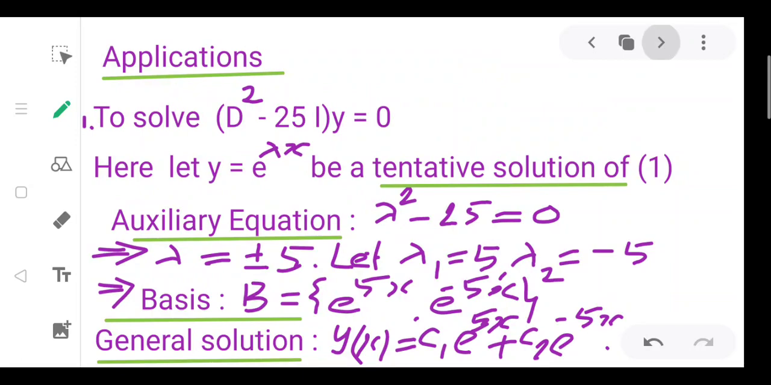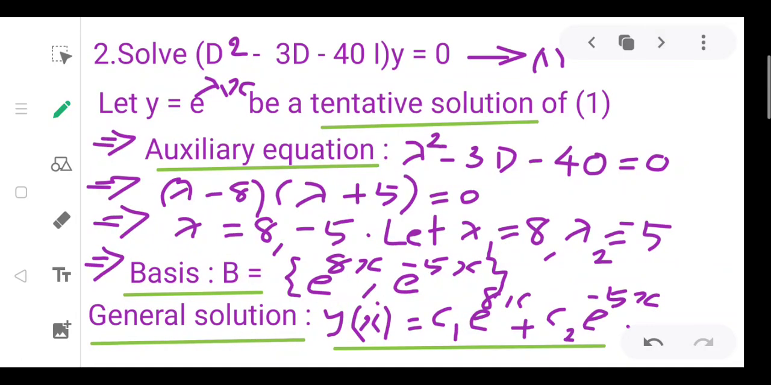Now another problem. To solve (D square minus 3D minus 40I) y equal to 0. So p of D is D square minus 3D minus 40I. p of D operates on y, so L of y means p of D of y. That is given, equation 1.